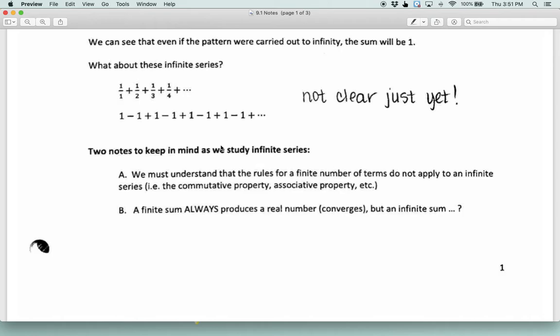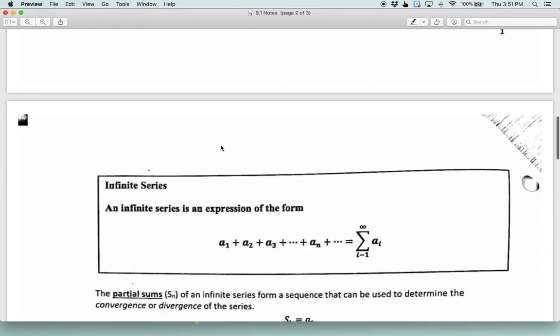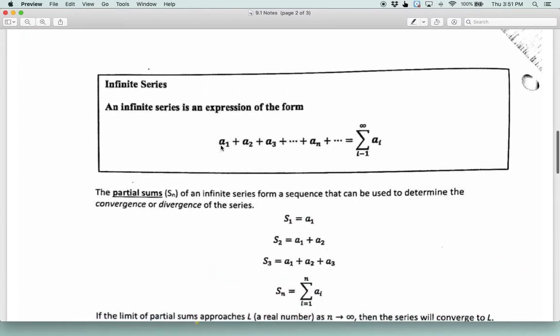Secondly, a finite sum always produces a real number, meaning it converges, because if you know exactly what things you have, you can find their sum. But an infinite sum might or might not, and that's really what our focus is for this whole unit. So the first strategy that we're going to look at today is partial sums.